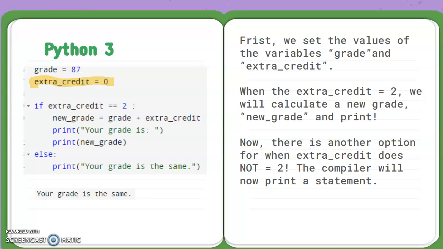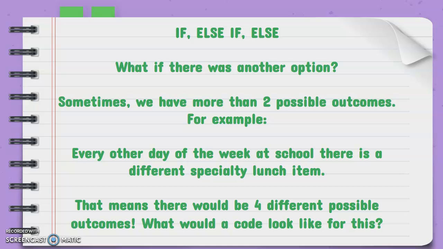But the first thing my compiler is going to do is check, is extra credit equal to 2? False. So this is not true. This is false, so we're going to skip all of this code and we're going to move on to our else. So now it's going to print your grade is the same, which it printed down here. That's because this, if extra credit equals 2, is false.